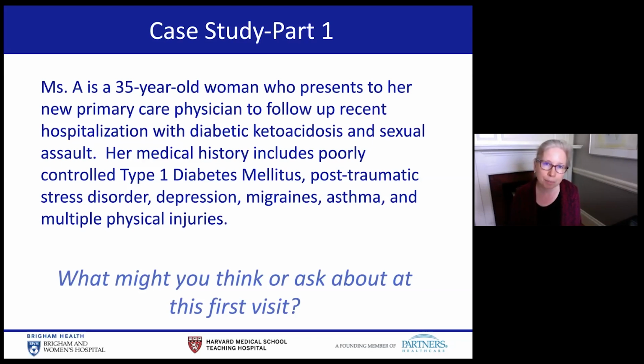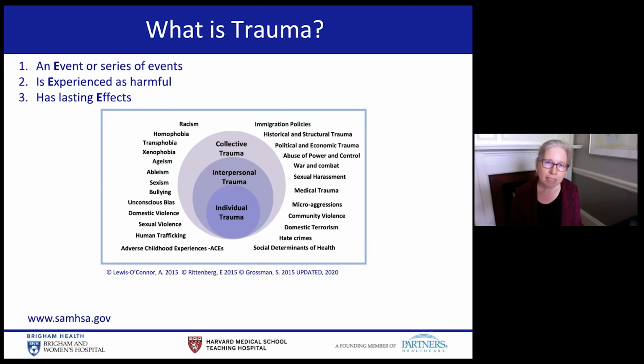this first visit? And in order to answer those questions, I want to step back and think about what we define as trauma. So SAMHSA, the Substance Abuse and Mental Health Services Administration, defines trauma with 3 E's. So trauma is an event or a series of events that are experienced by an individual as threatening or harmful, and that have lasting effects on their health and well-being.